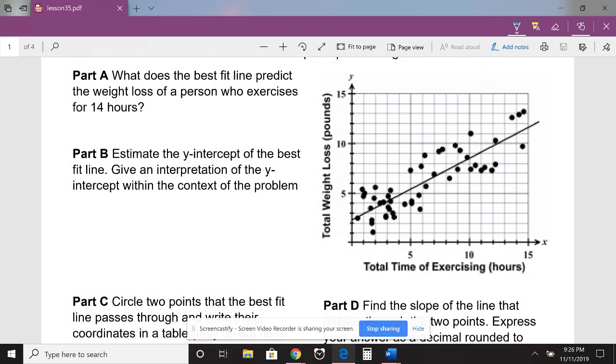So in part A, it says, what does the line of best fit predict the weight loss of a person who exercised 14 hours? So we take a look where 14 hours exercise is on my x-axis. It's right here. Okay, that's 14. So we look up and get to our line of best fit from that 14, and we see we have this point right here, which is about 11 pounds. 11 pounds lost.